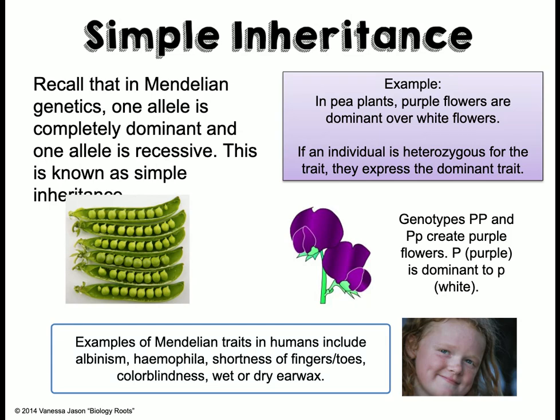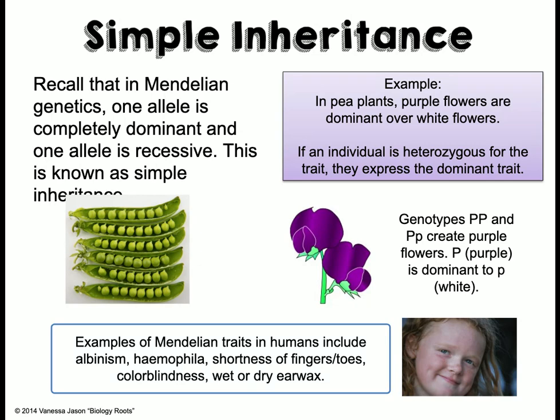Like, purple's dominant over white flowers. If you're heterozygous, then you have that dominant trait. It always masks the recessive trait. The only way you get to see the recessive trait is if you get two of the recessive genes.